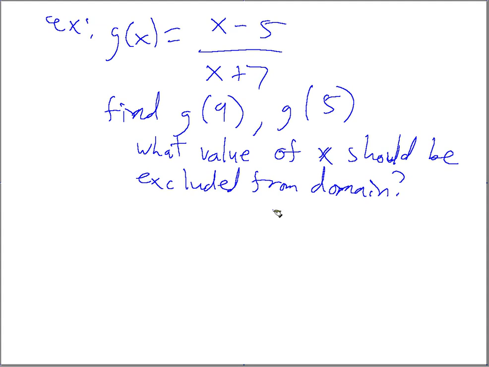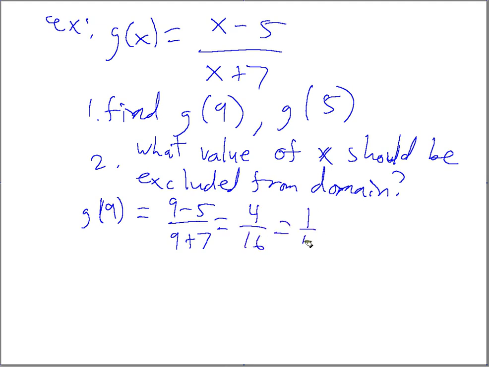All right. So let's answer these two parts, if you will. Right. So, again, just plug it in for the first part. So g of 9 is going to be what? Plug in 9 for x. So 9 minus 5 over 9 plus 7. That's going to be what? 4 over 16, or 1/4 if I reduce that, right? So 1/4 is the range value when the domain value is 9.